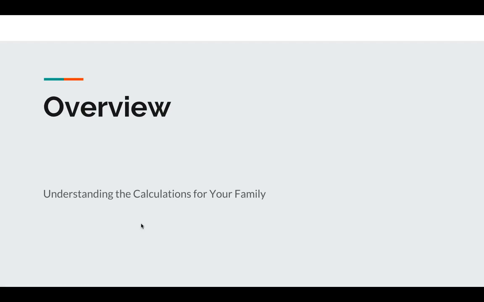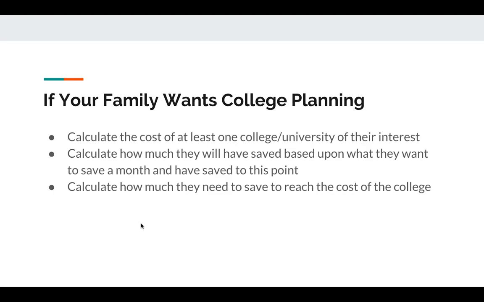So let's look at understanding the calculations for your family. Let's first talk about the big buckets. Basically, if your family wants college planning, then there's at least three calculations you're going to do. You're going to calculate the cost of at least one college or university of their interest. You're going to calculate how much they will have saved based upon what they want to save a month and have saved at this point. Calculating how much they need to save to reach the cost of the college. That's at a minimum the number of calculations you're going to do if the family requested college planning.